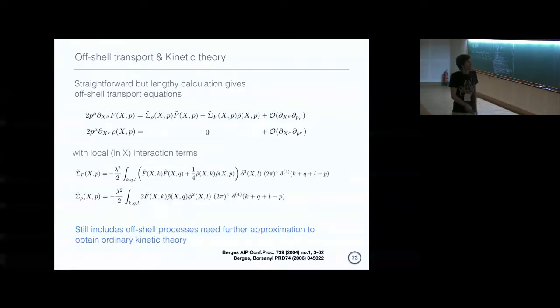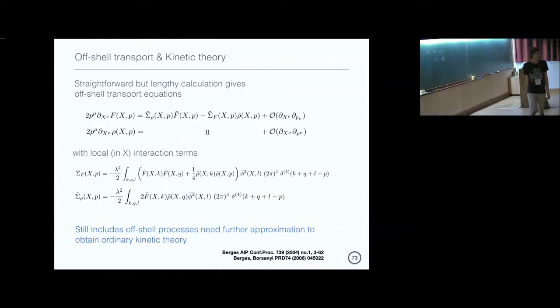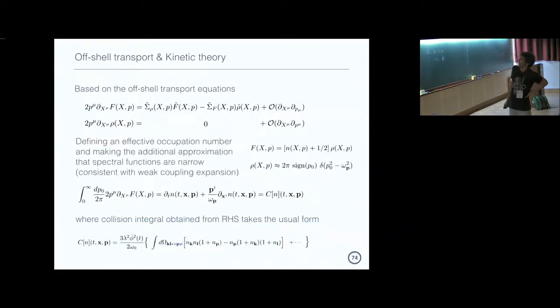And so in this case, these equations of motion, these off-shell transport equations, still include off-shell processes, which means that the spectral function is not just the spectral function of a free theory, but it's essentially still something that's self-consistently determined within this approach. I didn't write down the equation here, but it's easy to work out as well. It's basically the usual correction by the self-energy that one has to take into account.